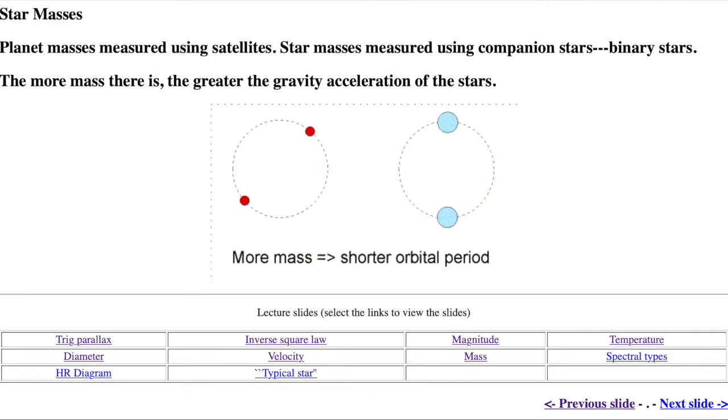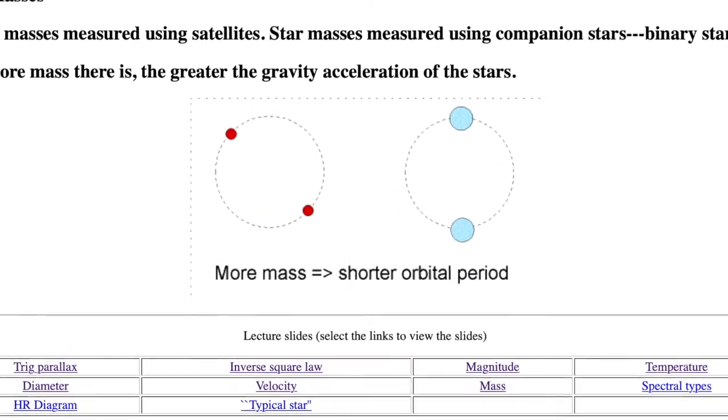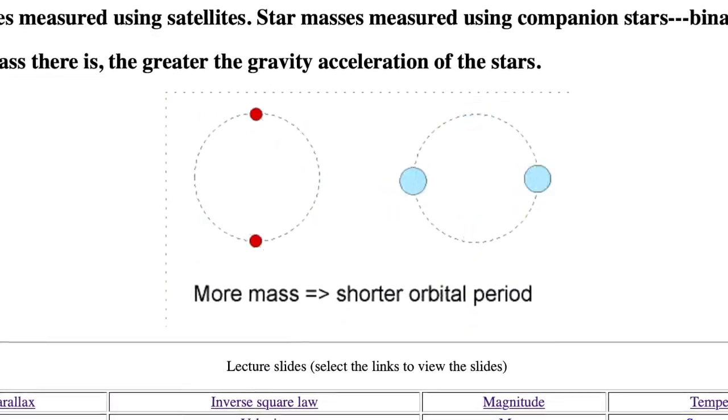The more total mass there is in the system, the greater is the gravitational acceleration of the stars. Remember the gravity stuff from Chapter 5 of the textbook? The animation shows that the binary system with more combined mass has a shorter orbital period.